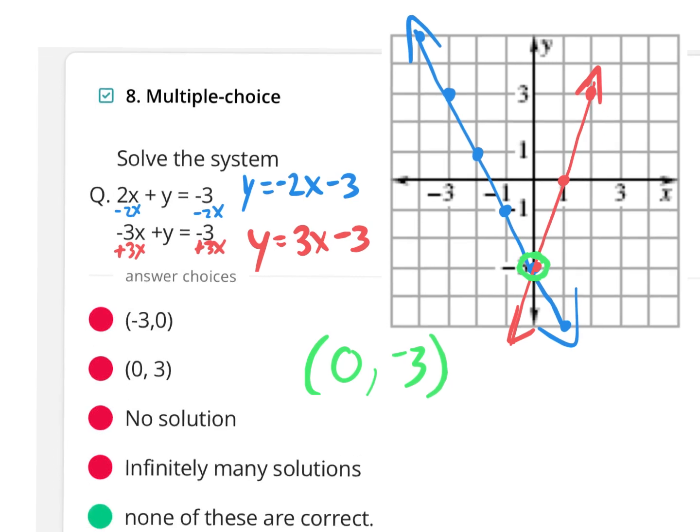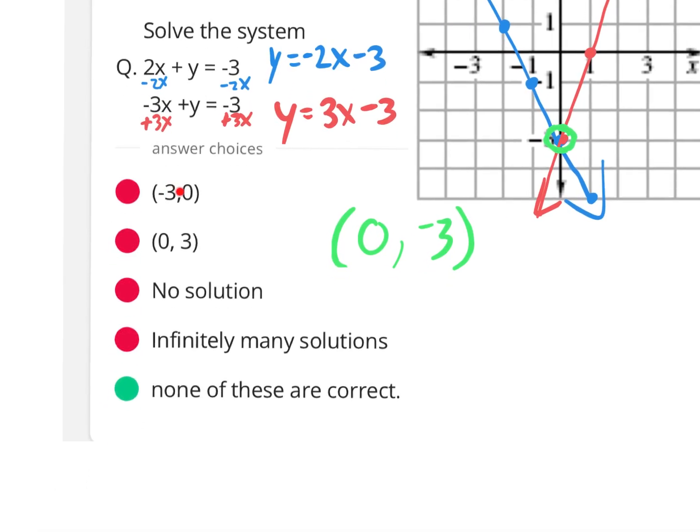And if you look for those answers right here, 0, negative 3 is not there. 0, positive 3, that's not it. None of these are correct. So there will be some that you don't actually have an answer. You have to select none of these are correct.